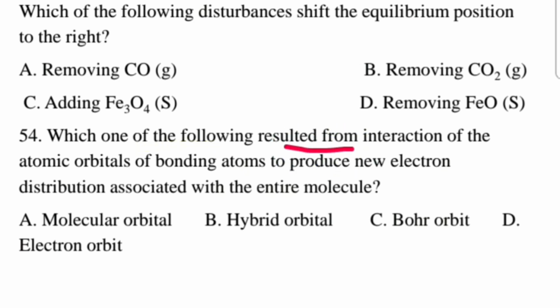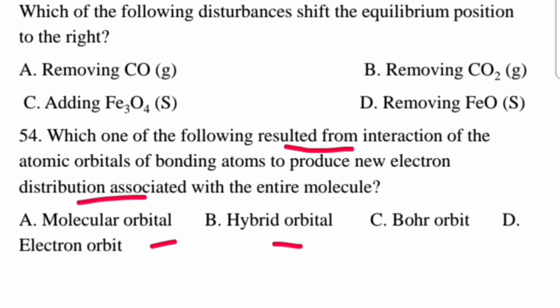resulted from the interaction of the atomic orbitals of bonding atoms to produce new electron distribution associated with the entire molecule? A, molecular orbital. B, hybrid orbital. C, Bohr orbit. D, electron orbit. Question number 54.